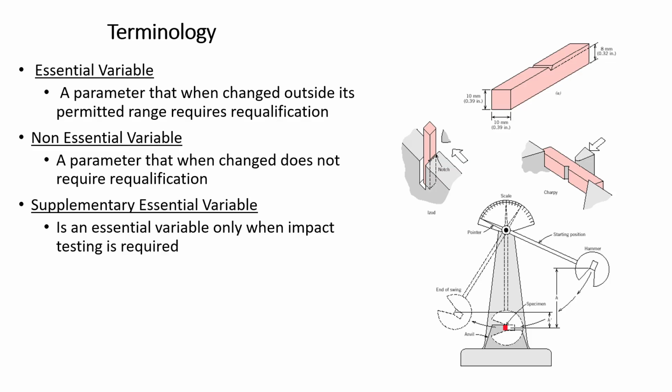And while we're here, we might as well touch base on non-essential variables. These are things that if we change, it's not going to require requalification because it doesn't affect our mechanical properties, our strength, our hardness, our ductility of our base metal or heat affected zone or our weld metal.